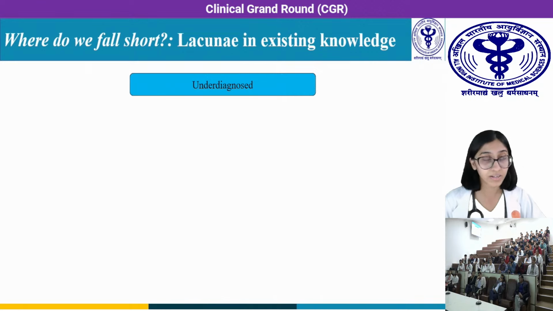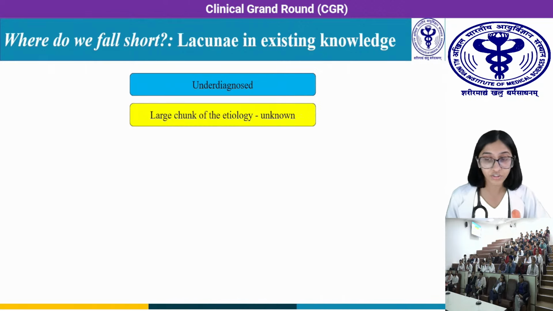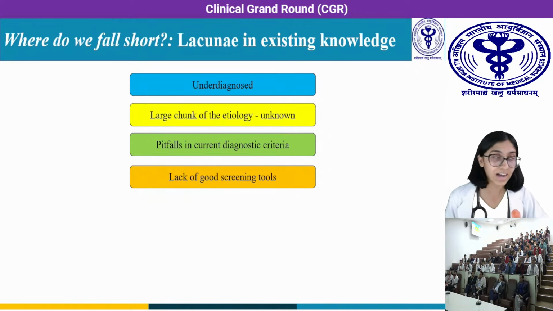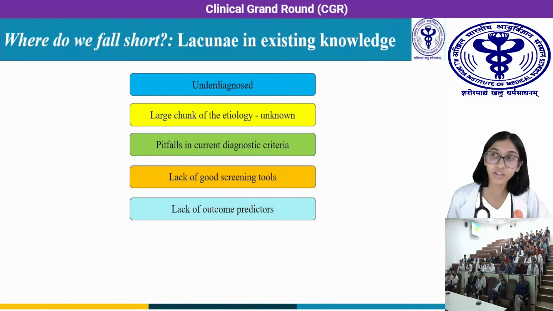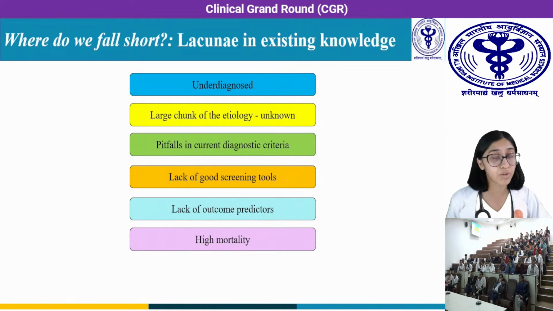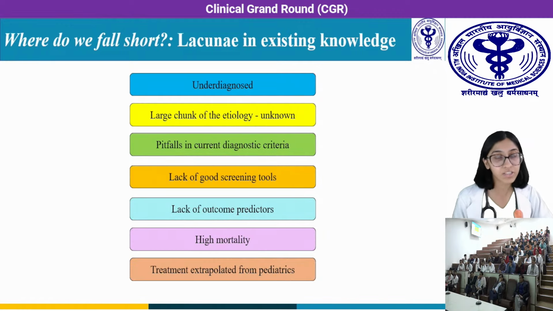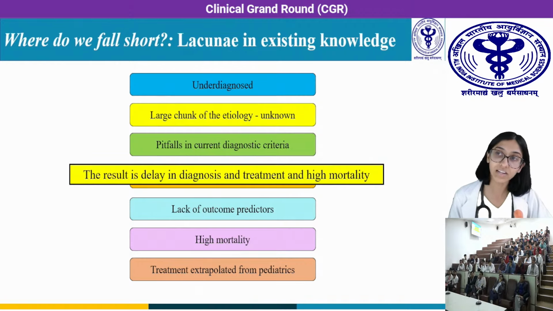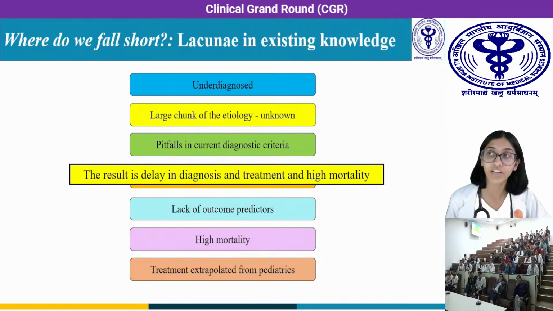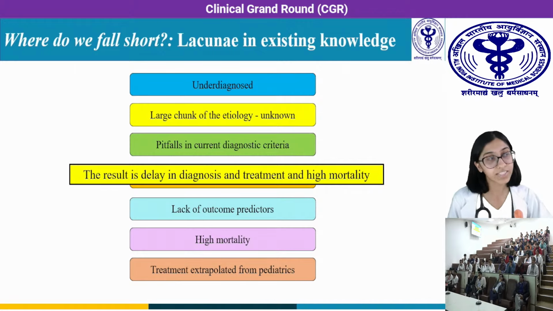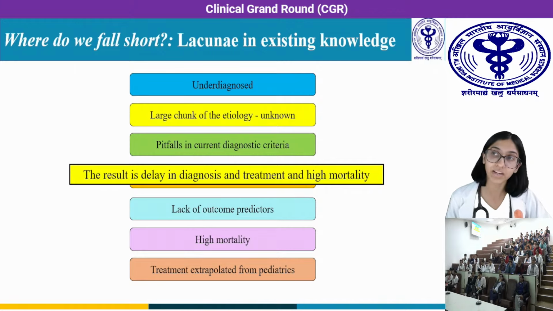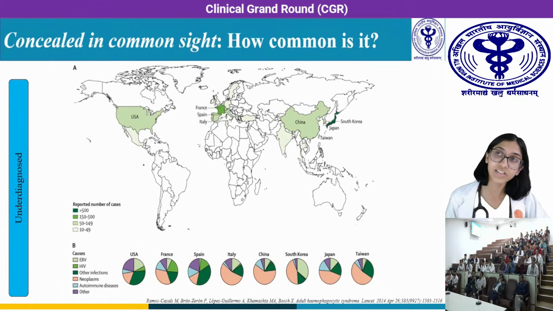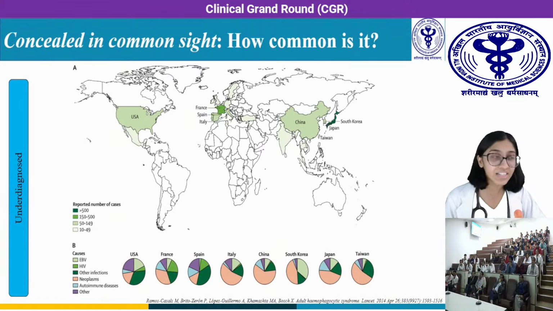Currently there are various lacunae in existing knowledge about this very important entity. For example, it is very much underdiagnosed. There is a large chunk of the etiology which is unknown. There are pitfalls in the current diagnostic criteria. There is a lack of good screening tools and good outcome predictors. There is a very high mortality, and current treatment strategies are extrapolated from pediatric guidelines. Hence the result is a delay in diagnosis and treatment and very high mortality. We will be dealing with these aspects one by one, supplemented by our departmental data. Firstly, HLH is a disease entity which is concealed in common sight.